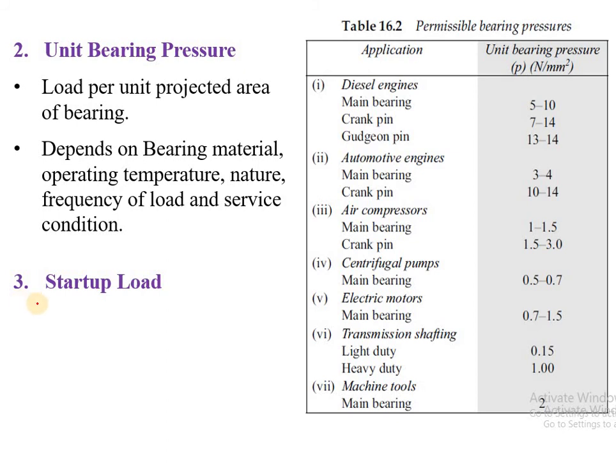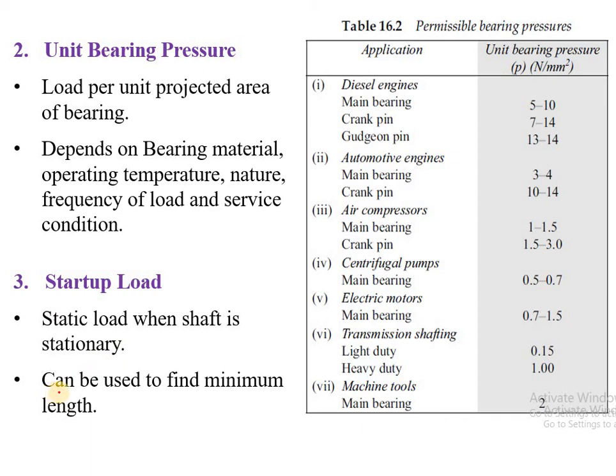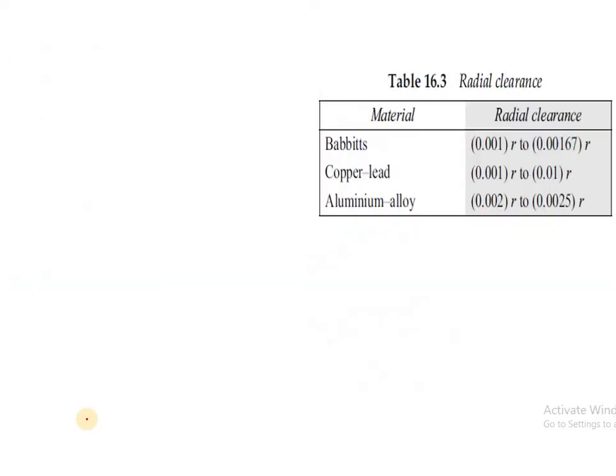The next parameter is startup load. The unit bearing pressure for the starting condition should not exceed 2 Newton per mm square. Now, what is startup load? It is the static load when the shaft is stationary. It includes the dead weight of the shaft and its attachments. So, again, this startup load can be used to find out the minimum length of the bearing or journal.